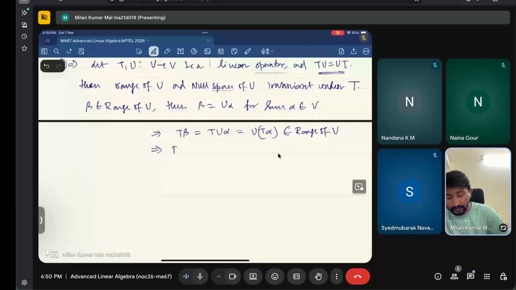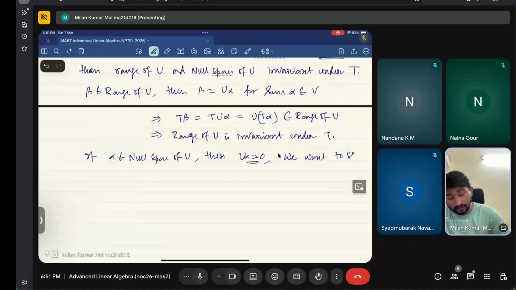Similarly, if alpha is in the null space of U, then U alpha is equal to 0. What I want to show is that T alpha is in the null space of U. That is, U of T alpha has to be 0, right? And indeed this is the case.